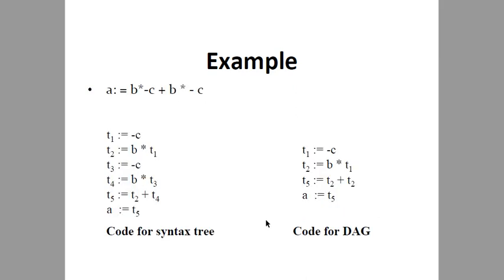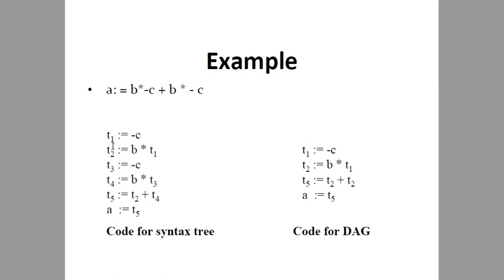One more example for three address code. This is the example which was shown for syntax tree and for DAG in the previous slides: a = b * -c + b * -c. If you write the three address code for this example using a syntax tree, it will be something like this, and in case of DAG it will be something like this. Why the difference? In case of DAG we have only one node for c and one node for b, and in case of syntax tree we have two different nodes for b and two different nodes for c.